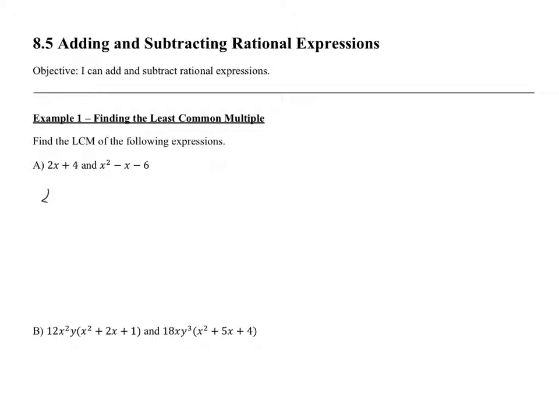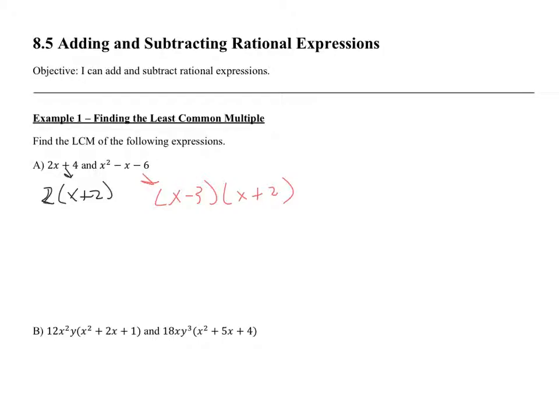So this first one is 2x plus 2. That's this. And my second one would be x minus 3, x plus 2. So you want to figure out, in between these two things, what's the smallest thing that I can multiply to get. So it's really about matching them up.